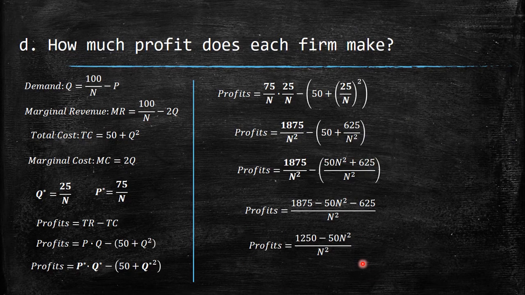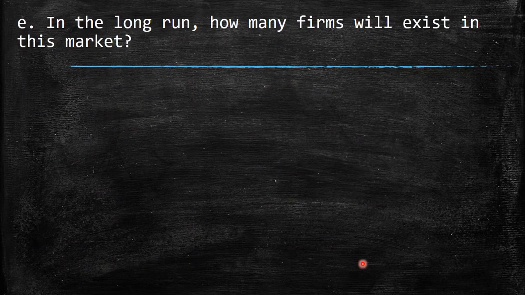What is interesting here is, again, the profits depend on the number of firms. The higher the number of firms, the lower the profit that each firm will produce. Okay, in the long run, how many firms will exist in the market? Any idea for that? Maybe stop the video and think about how you can interpret that before having a look at what we are going to do.